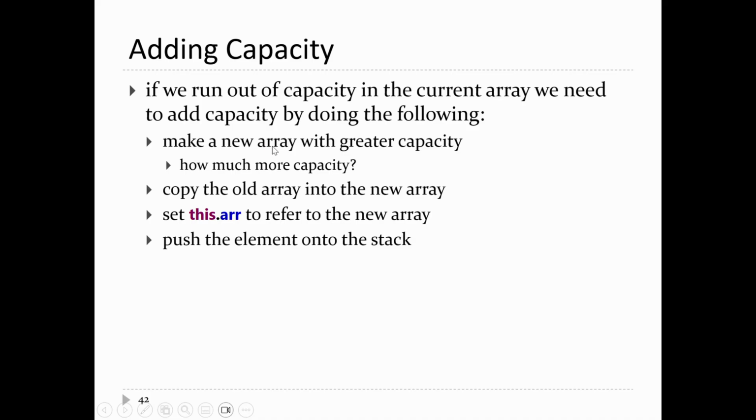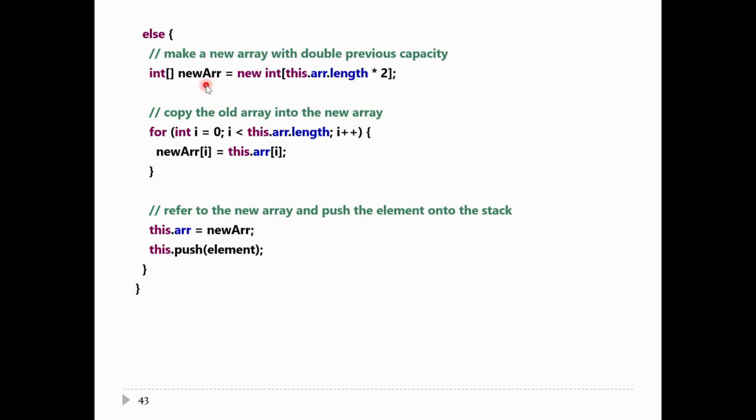Make a new array with greater capacity. How big should we make the array? Well, it has to be at least the current array length plus 1. It turns out you don't want to do plus 1. Instead, I'm going to multiply it by 2. So I'm going to double the current capacity of the array. Starting with an array of 16, it's going to become 32. If that array becomes full, it's going to become 64. And if that array becomes full, it's going to become 128, and so on and so forth. So I'm going to choose to double the previous capacity. I'll come back to this point in just a moment.